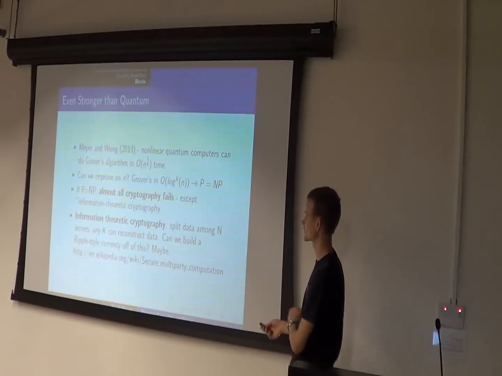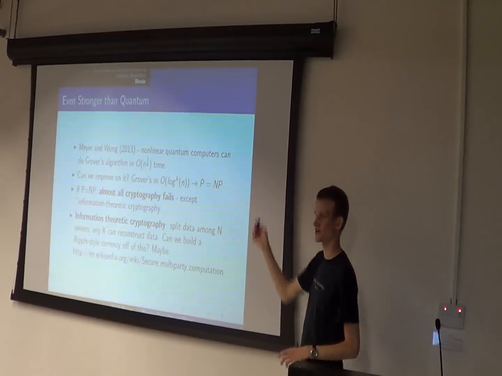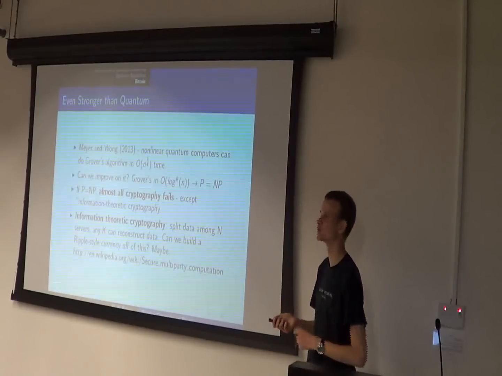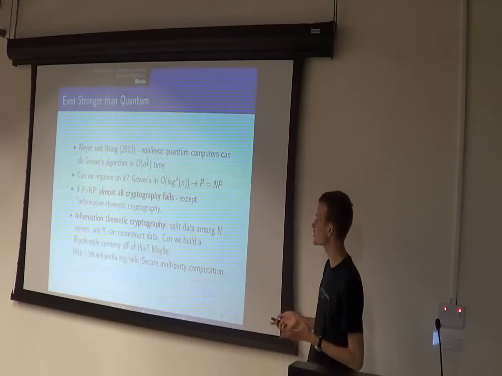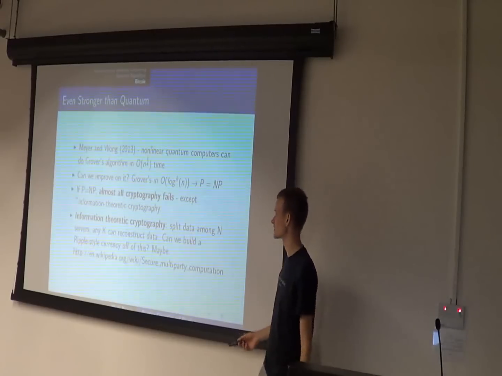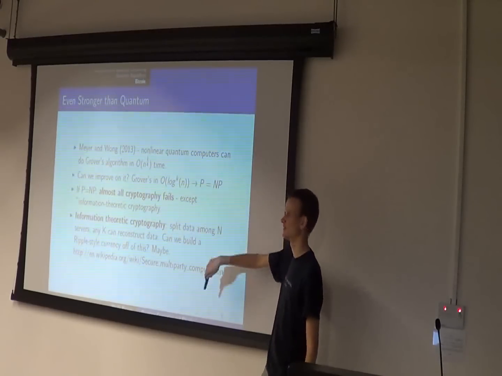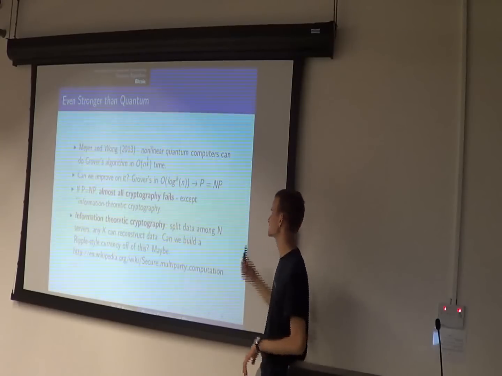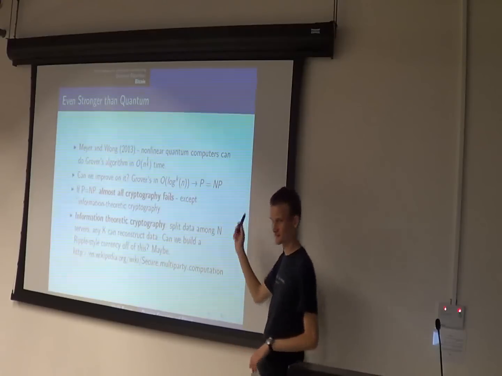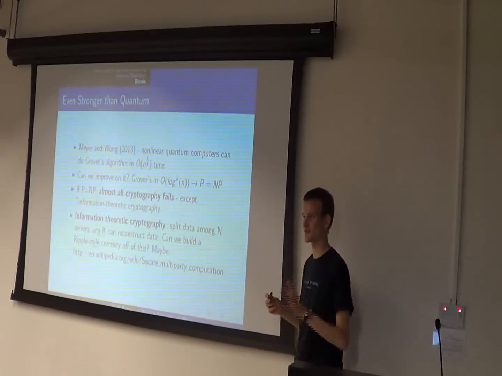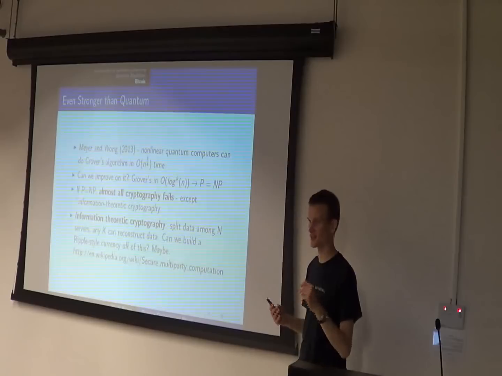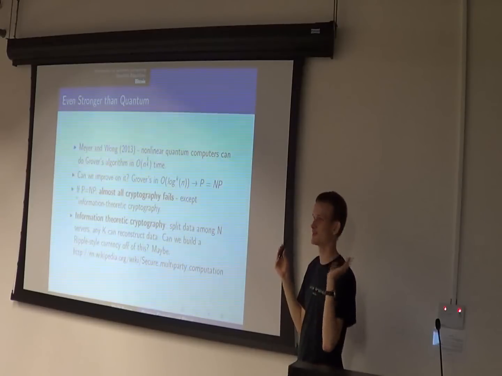So, can we improve on that result? It seems like maybe the result could be improvable. So what if you could do Grover's algorithm in some time, not n to the 1/4, but the logarithm of n to some power? That literally means that P equals NP. Now, I'm sure lots of people have heard of the P equals NP problem. It's one of the greatest unsolved problems in mathematics.